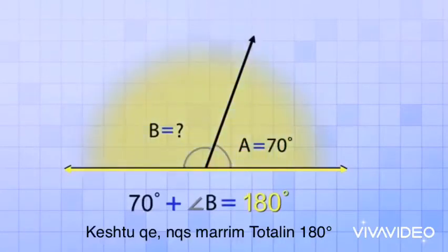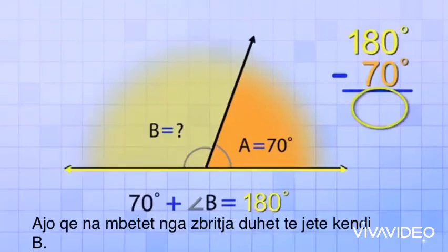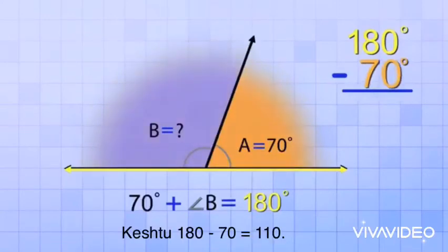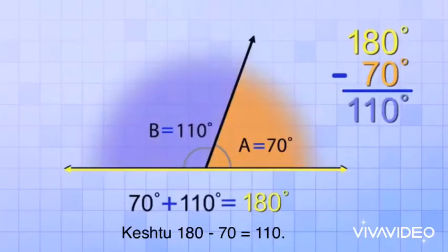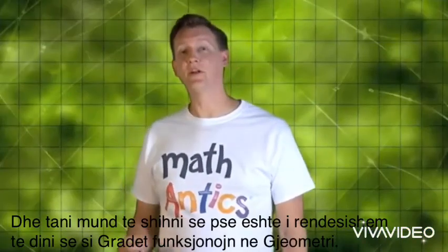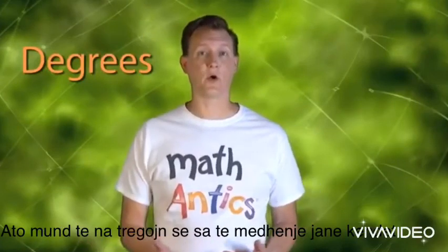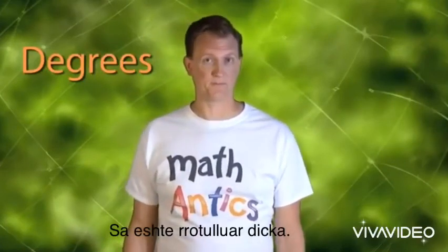So if we take that total, 180 degrees, and subtract angle A, which is 70 degrees, whatever's left over after subtracting must be angle B. So 180 minus 70 equals 110. Pretty cool, huh? And now you can see why it's important to know how degrees work in geometry. They can tell us how big angles are or how much something is rotated.